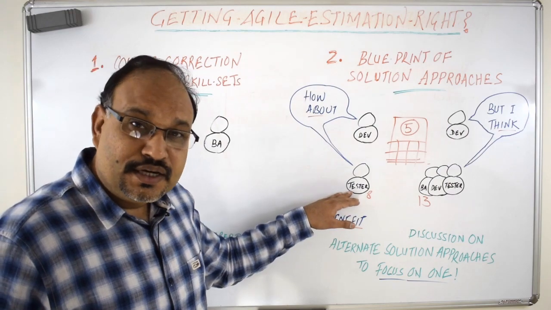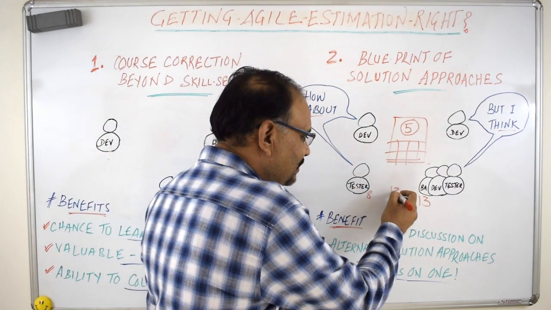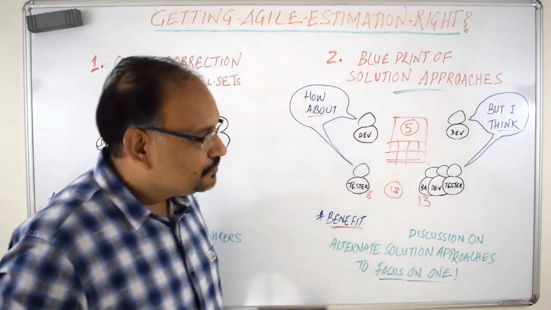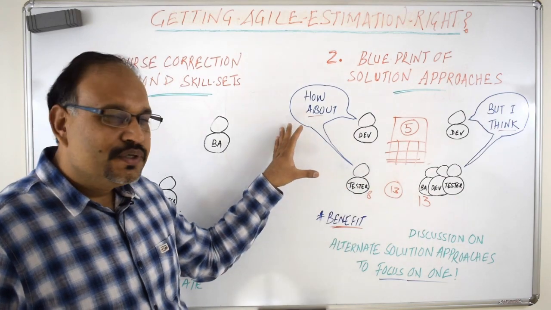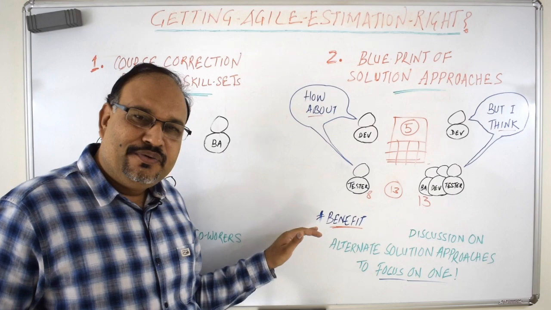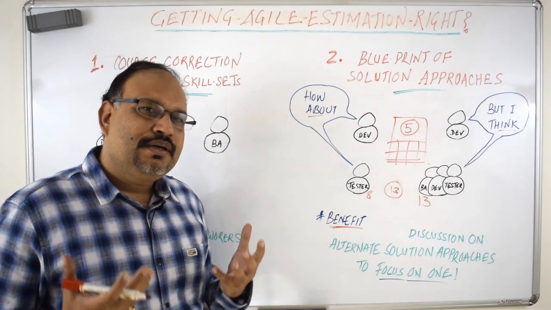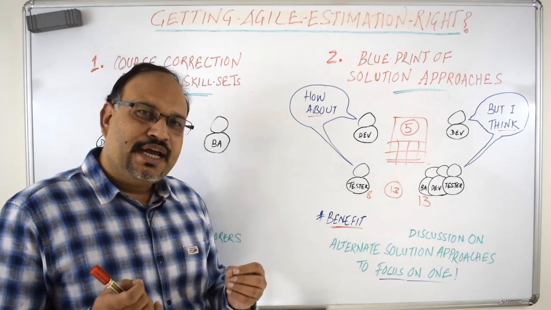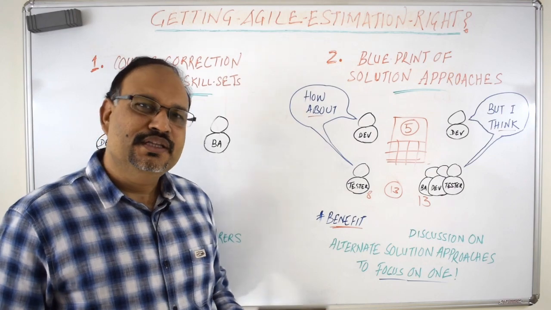The tester is convinced with the argument put by the team and all of them agree with the 13 story points. So essentially what is happening here is, with these kinds of questions and conversation, the team is getting benefited in a way where they are able to come up with alternate solution approaches upfront to decide and focus on the first approach to continue within the sprint.